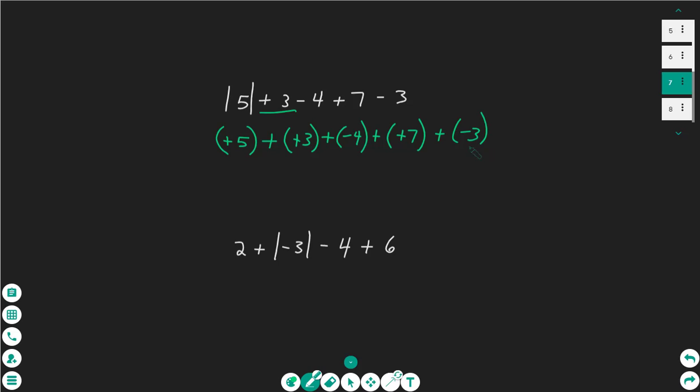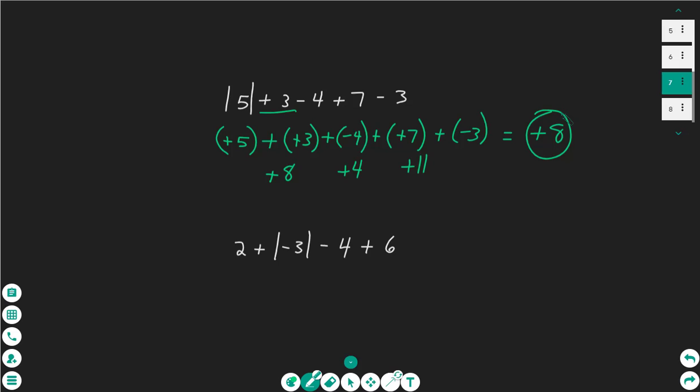And we'll go left to right on this one. So we have positive 5, positive 3. What's that going to give us? Positive 8, right? So we have a positive 8. Now a positive 8 plus a negative 4. We have a positive and a negative 4. So signs are different. What's that going to give us? Positive 4, right? And then we have a positive 4 plus a positive 7. Signs are the same. That's going to give us a positive 11. Positive 11 plus a negative 3. Signs are different. The stronger is a positive, so we're going to have a positive answer. 11 minus 3 is 8.